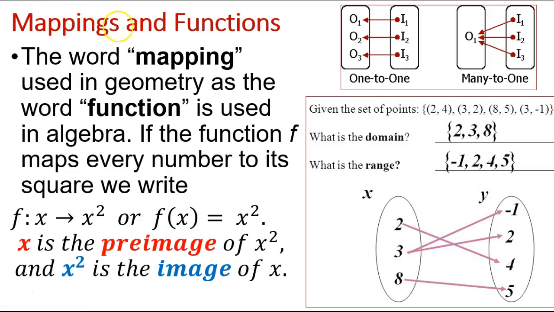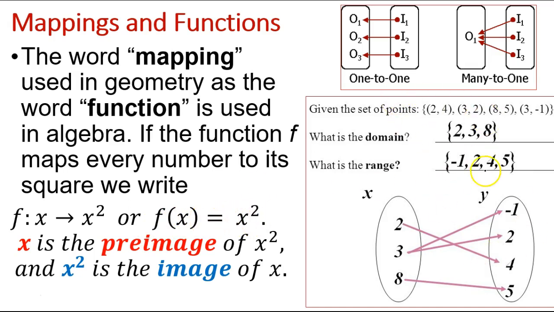So mapping and function. In algebra we do function, and in geometry we do mapping. The word mapping is used in geometry just as the word function is used in algebra. Each one of them maps an input to an output. But in geometry, we use different terminology and we write it a little differently too. If we have a function f, we say x maps to x squared. So x is the pre-image and x squared is the image. We use an arrow to show this, or we could also write it like f of x, like we do for a function. But we use the word mapping.